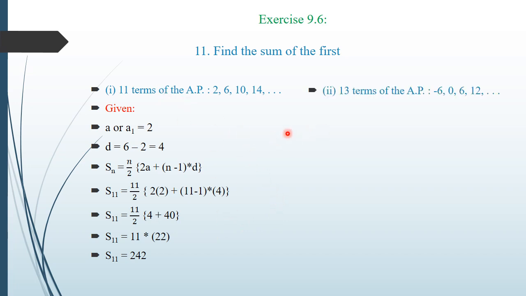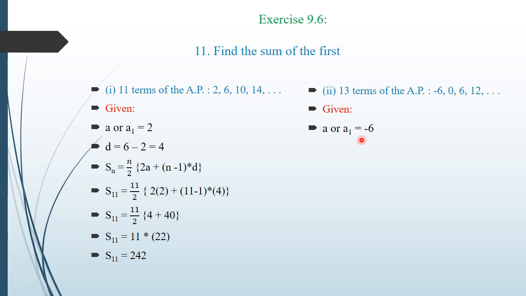Now coming to the second sub question, he has asked us to calculate the sum of first 13 terms of the AP, where AP is minus 6, 0, 6, 12 and so on. Let us proceed with the problem in the similar manner as we solved this problem. Let us note down the given data first.